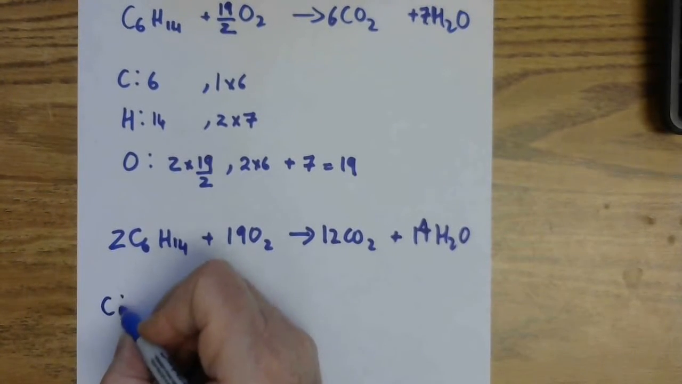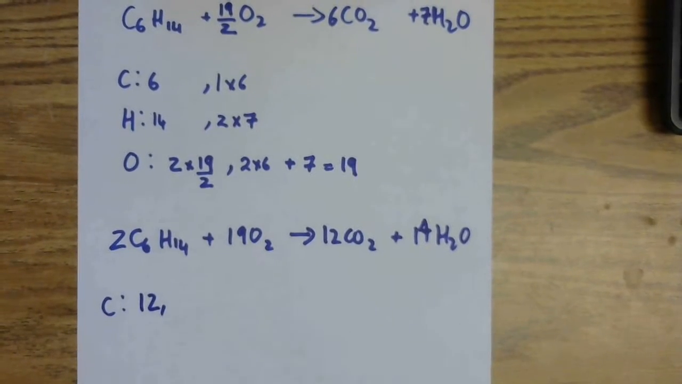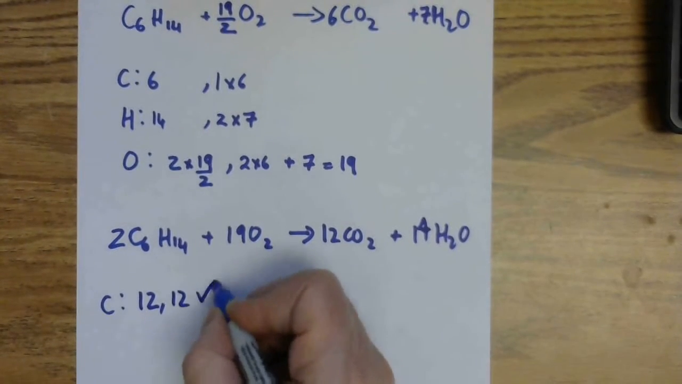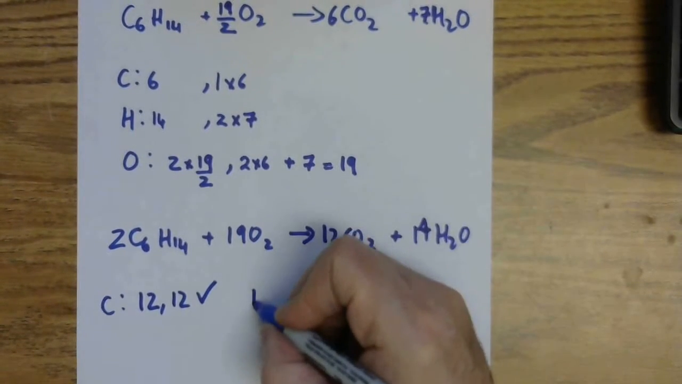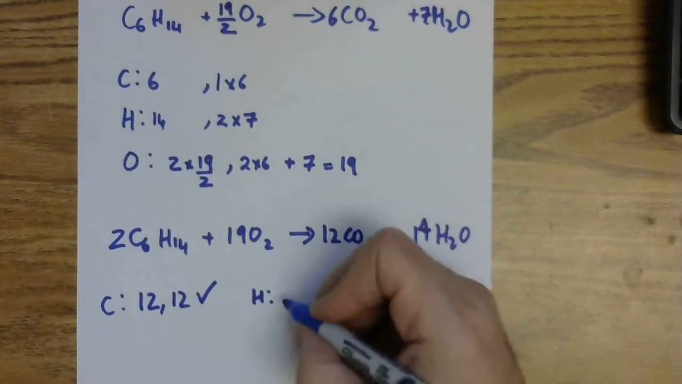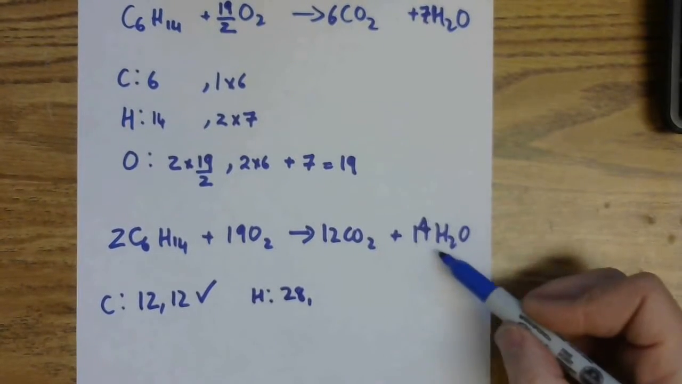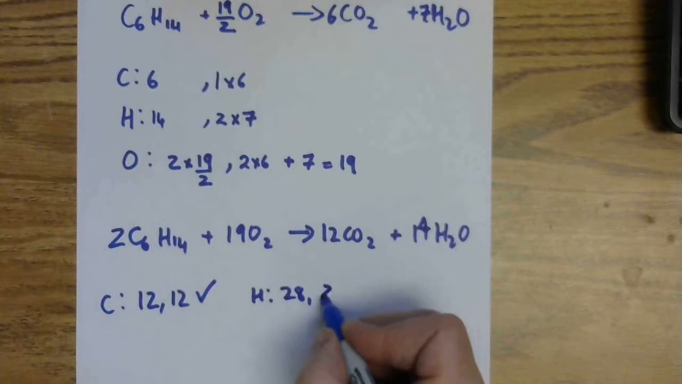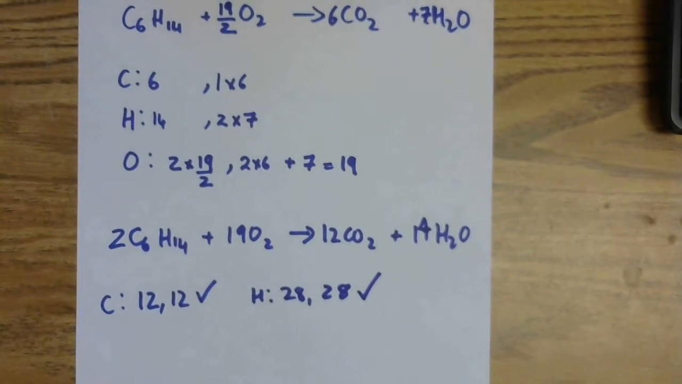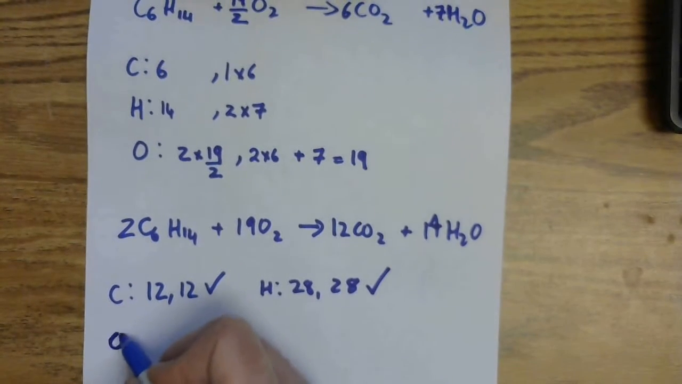So carbon, I've got 2 times 6 on the left, that's 12. And over here, 12 times 1, that is also 12, so that is good. And then hydrogens on the left, I've got 2 times 14, that's 28. And then on the right, I've got 14 times 2, so that is also 28. So hydrogens are balanced.